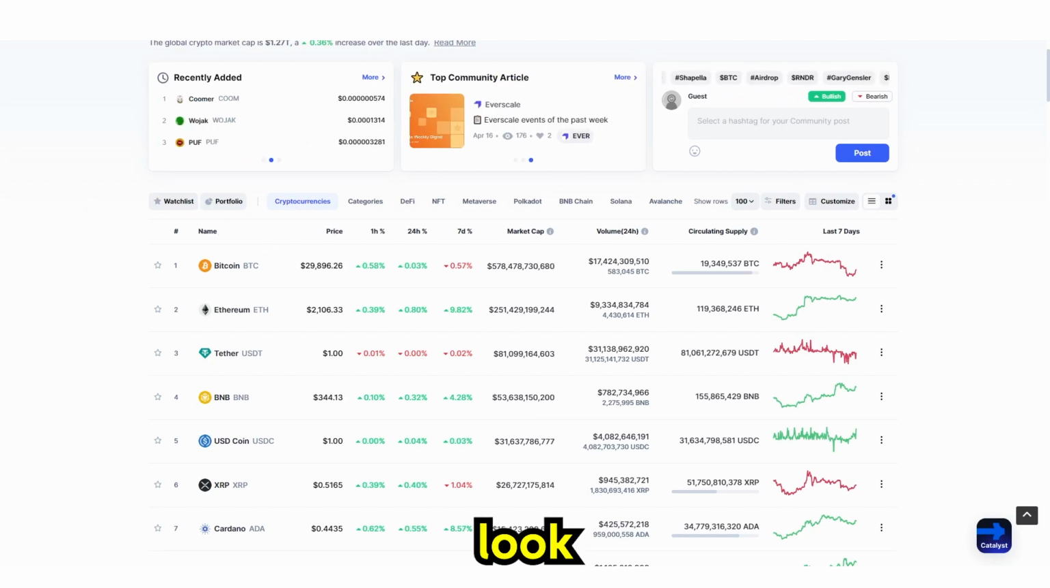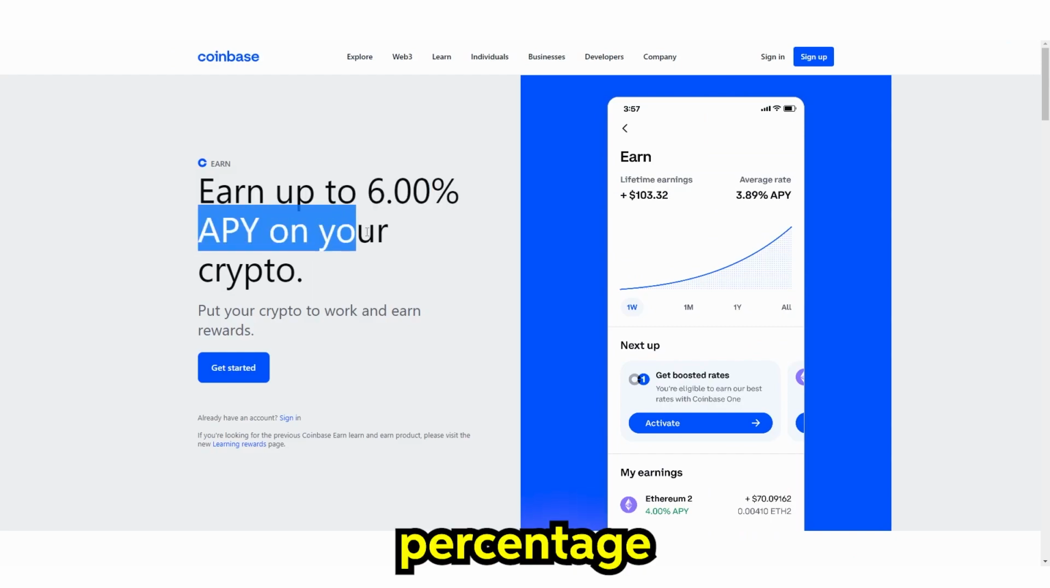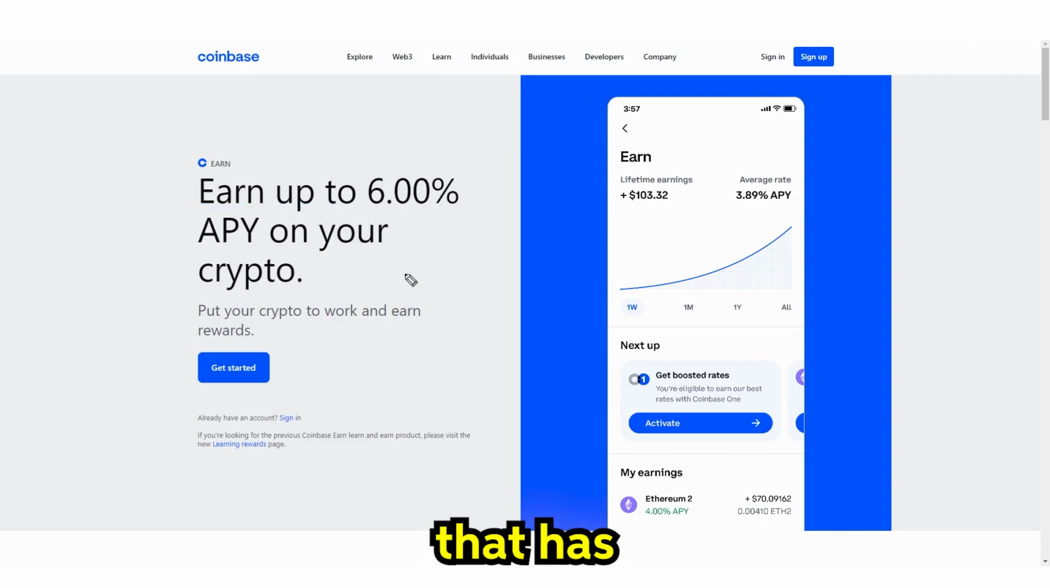So take a look at this. You can see right here that this is Coinbase's site where it says earn up to 6% annual percentage yield on your crypto. So anytime you see a website that has earn, you want to see an APY. Now your APY is going to be how much you get every single year. So this just stands for annual, which means yearly, percentage, which means your percent, and then yield, this means how much you're going to get back.